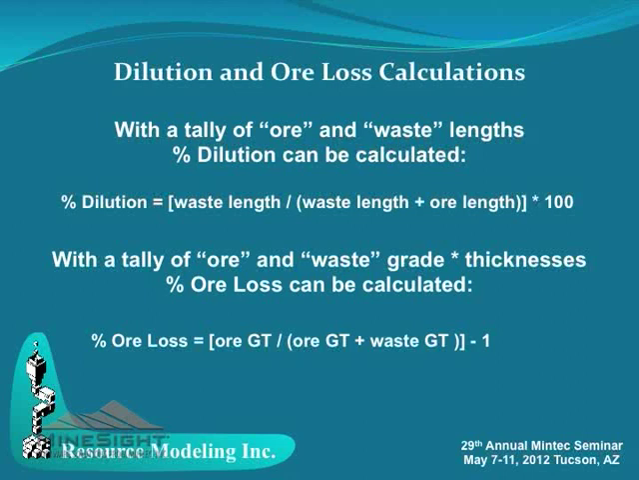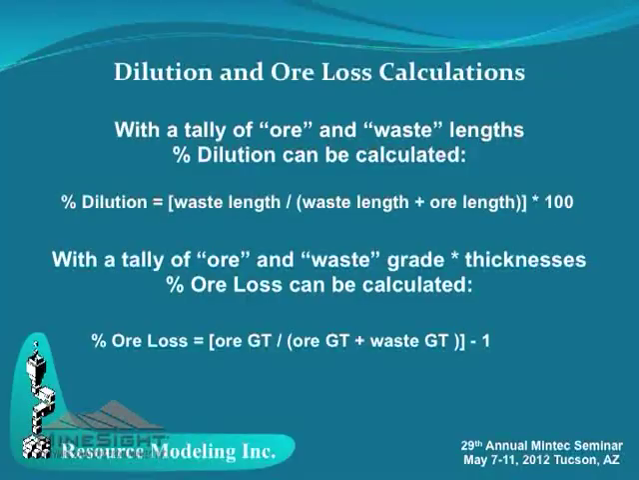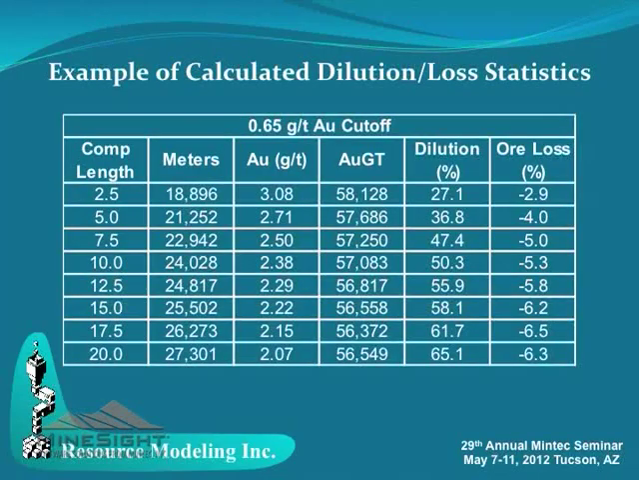And we also tally up our ore loss. It's real simple. It's just simply the grade thickness of our ore divided by the total grade thickness of all of our data. And the little awk script kicks out a table of data.